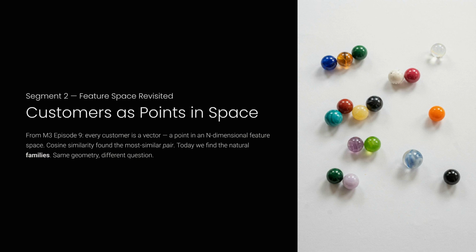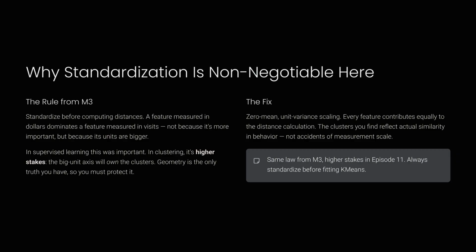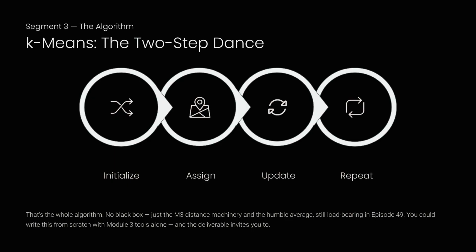Remember that every customer is represented as a point in an n-dimensional feature space. While our previous work with cosine similarity helped us find similar pairs, today we are using that same geometric foundation to identify entire natural families. Standardization remains non-negotiable. Without it, features with larger scales, like currency, will dominate the distance calculation. To ensure every feature contributes equally to our understanding of behavior, we must always apply zero-mean unit variance scaling before fitting our model.